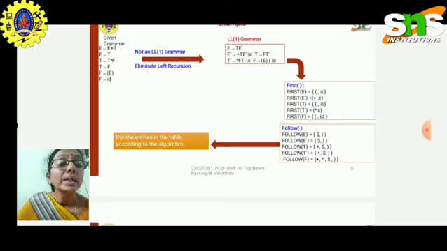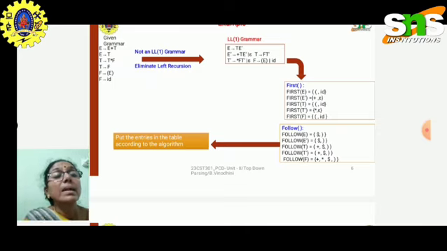Next we have to calculate the follow of T. Take the first production, E tends to T E dash. The follow of T is the first of E dash, and the first of E dash contains plus and epsilon. So include the plus, and in terms of epsilon we have to add the follow of E into the follow of T. So the follow of T is equal to plus, close parenthesis and dollar.